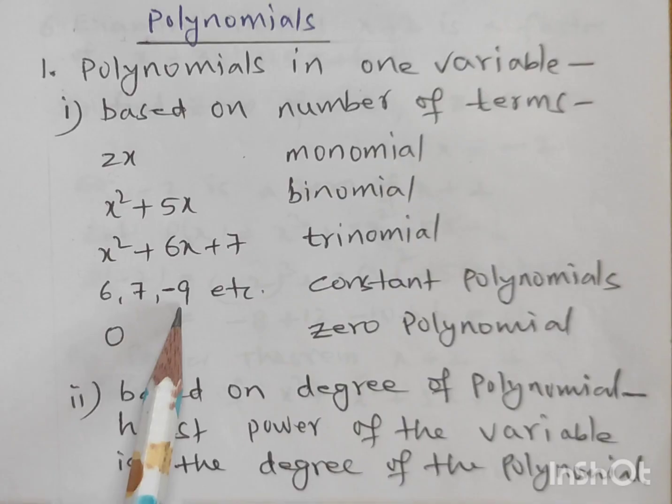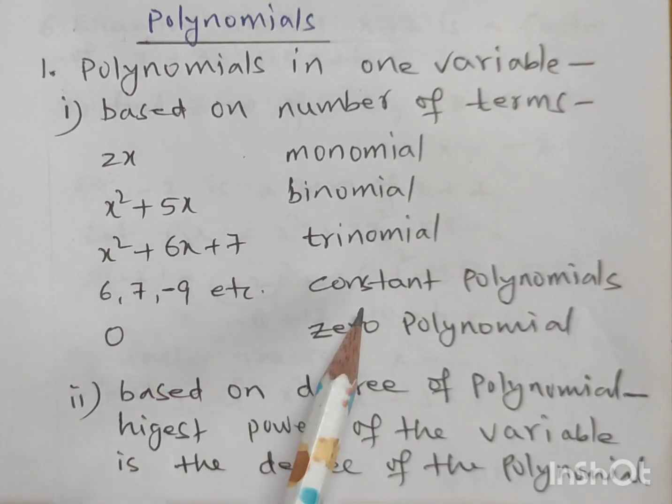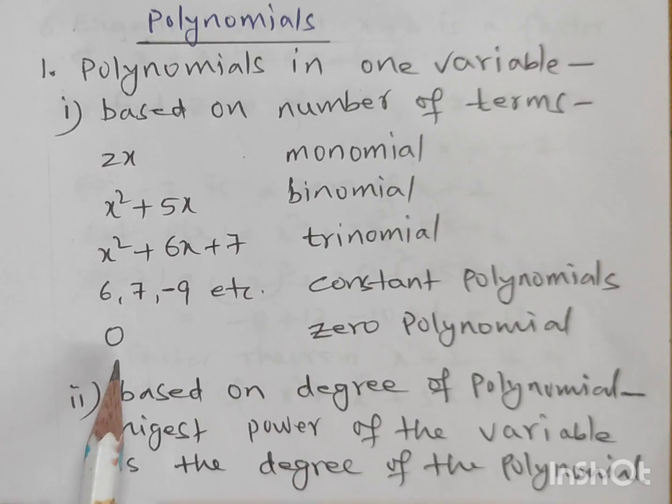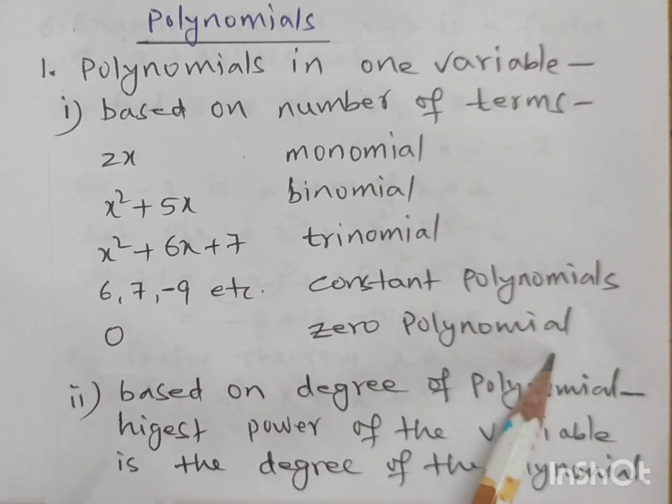6, 7, minus 9, all these integers are called constant polynomials. 0 is called the zero polynomial.